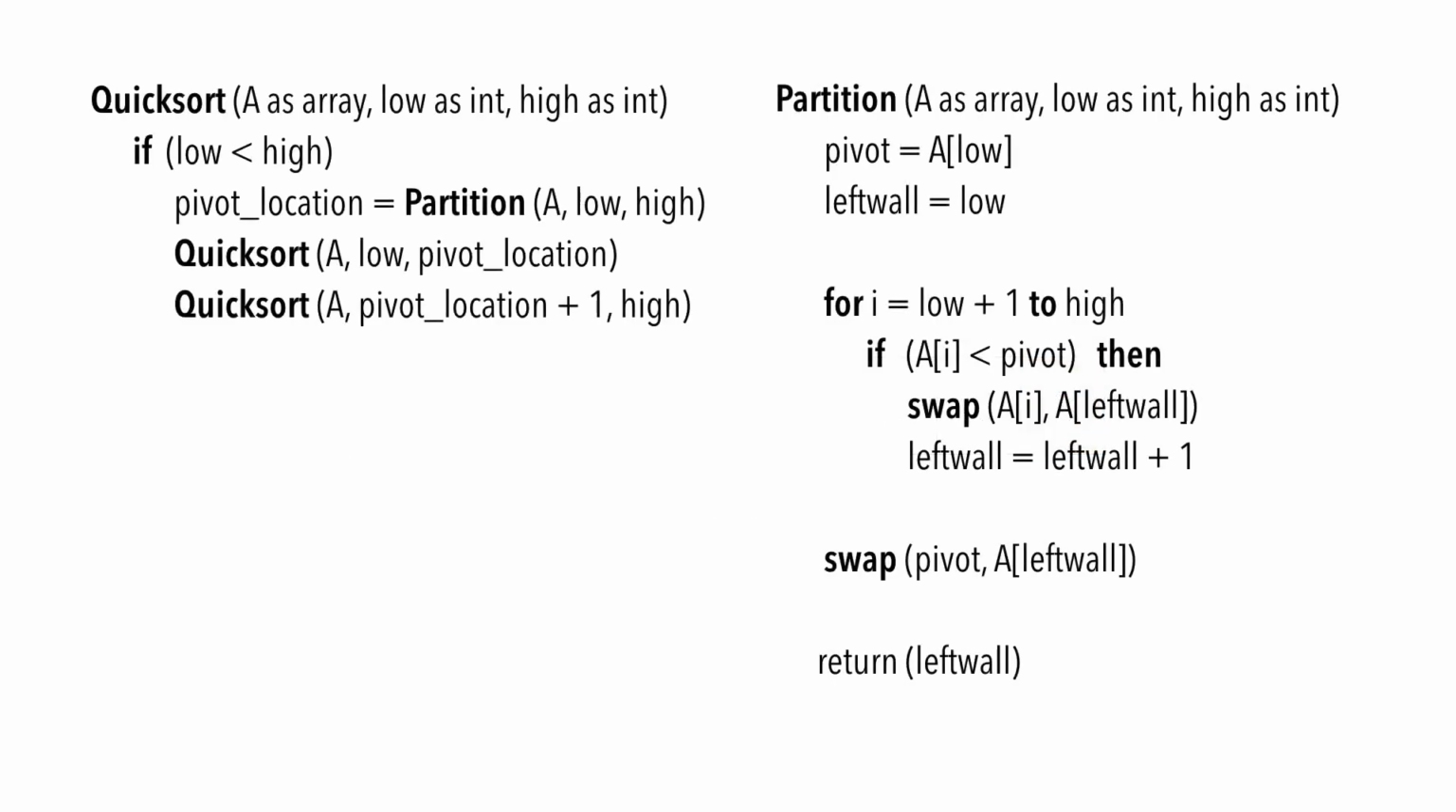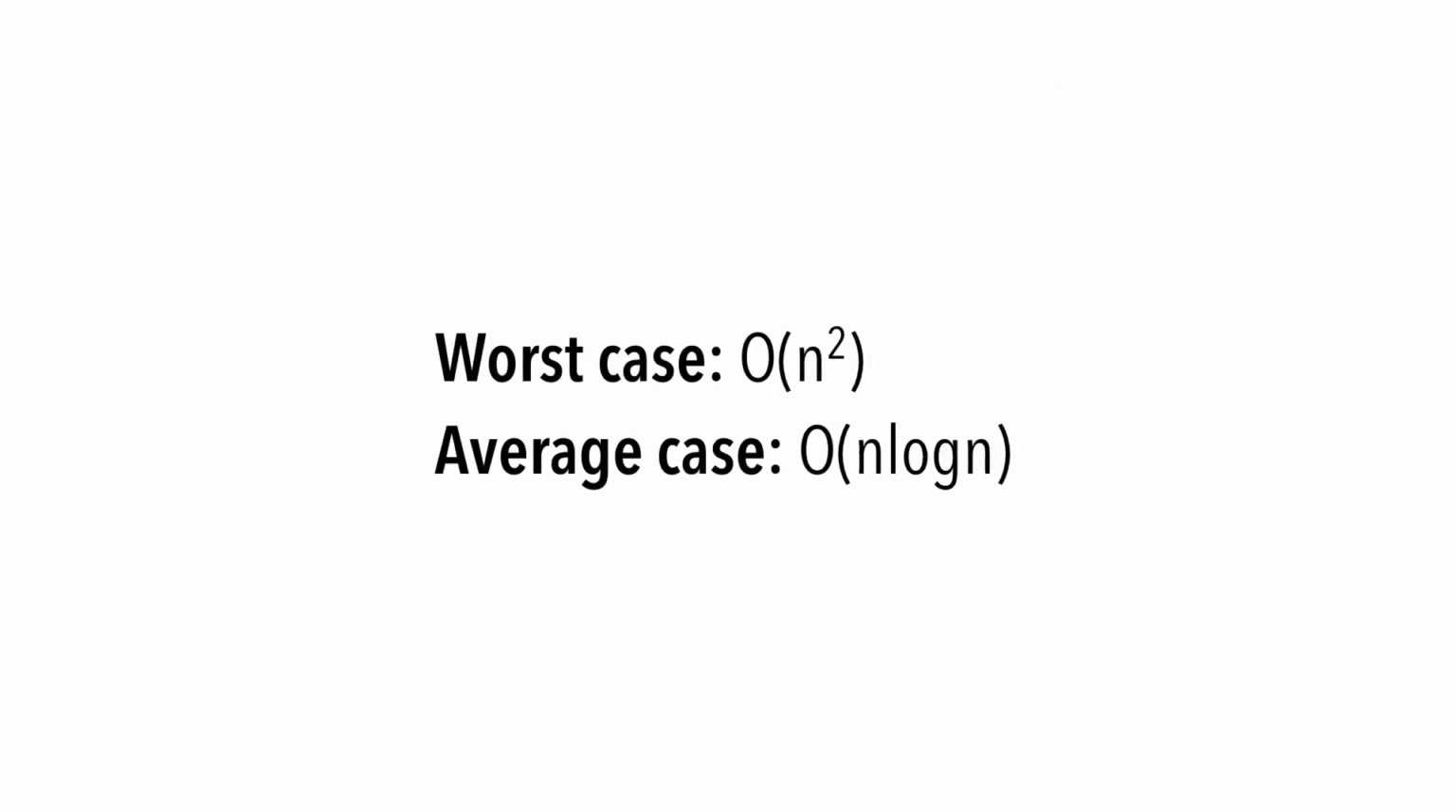Here's the pseudocode for quicksort. Quicksort has the worst case time complexity of big O of n squared, but if a pivot is chosen properly, it can be shown to have an average case of big O of n log n.